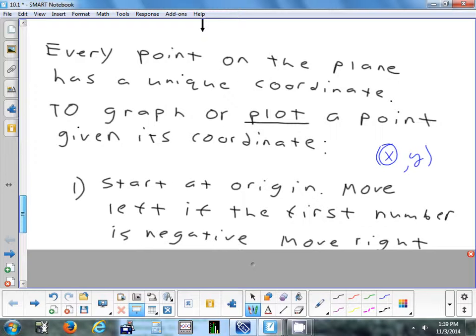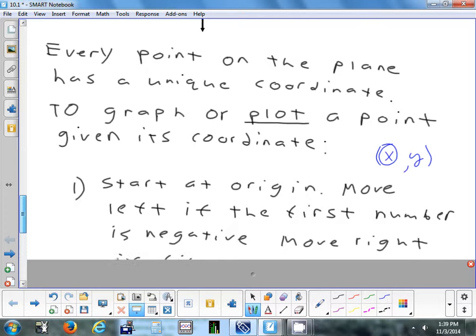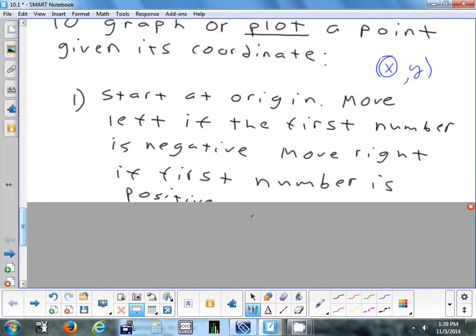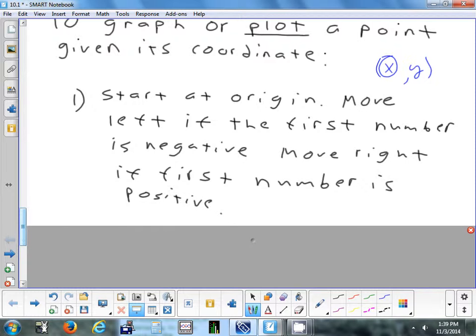If that first number is negative, you're going to move left. Because if you look at your chart, you look at your x-axis, negative goes in the left direction. If that first number is positive, you're going to move to the right. Any questions about which way the x-axis tells you to move?